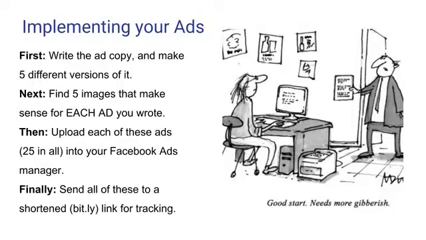Something like that. And if you stay for the swipe file, I'll send you some successful advertisements that have made 7 figures plus for many people so that you get a real feel for exactly what you can do. Next thing you're going to do is find 5 images that make sense for each ad that you wrote. Okay? Then you're going to write 2 to 5 separate headlines for each ad. Okay? And you're going to test the headlines. And then you're going to send all of these ads to a shortened bit.ly link for tracking. All right?